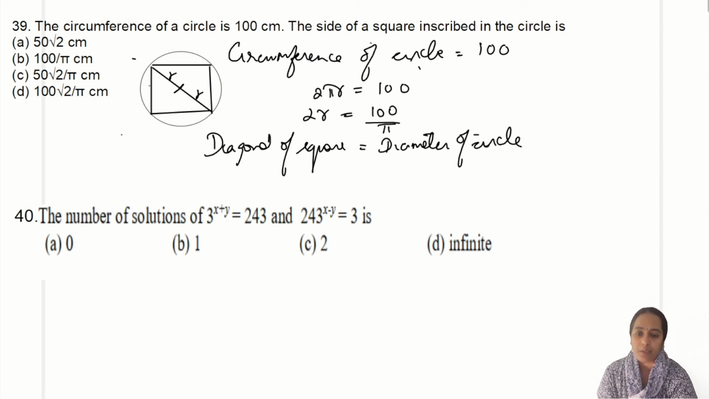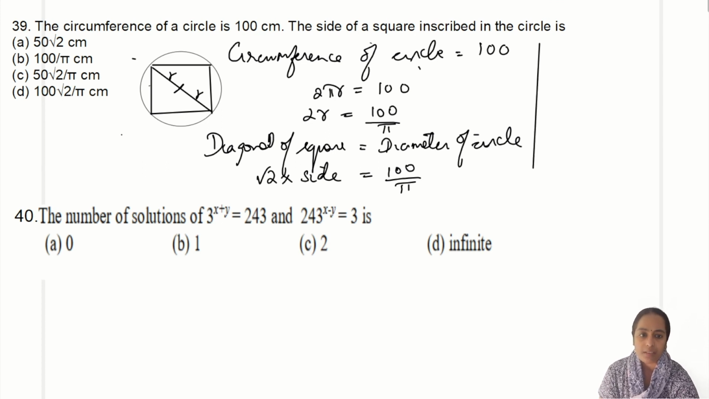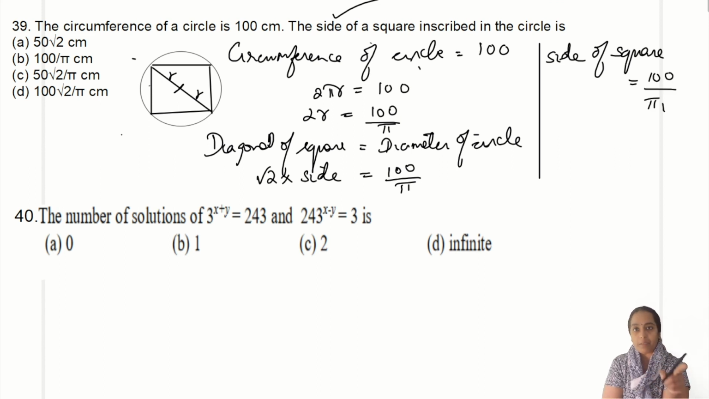What is the diagonal of the square? Diagonal of the square will be root 2 multiplied by side of the square. What is the diameter of the circle? 100 divided by pi. So now what is the side of the square? Because the question is only asking for the side of the square. So side of the square is 100 by pi divided by root 2. But when you look at the options, we have option B, 100 by pi, and option D, 100 root 2 by pi.